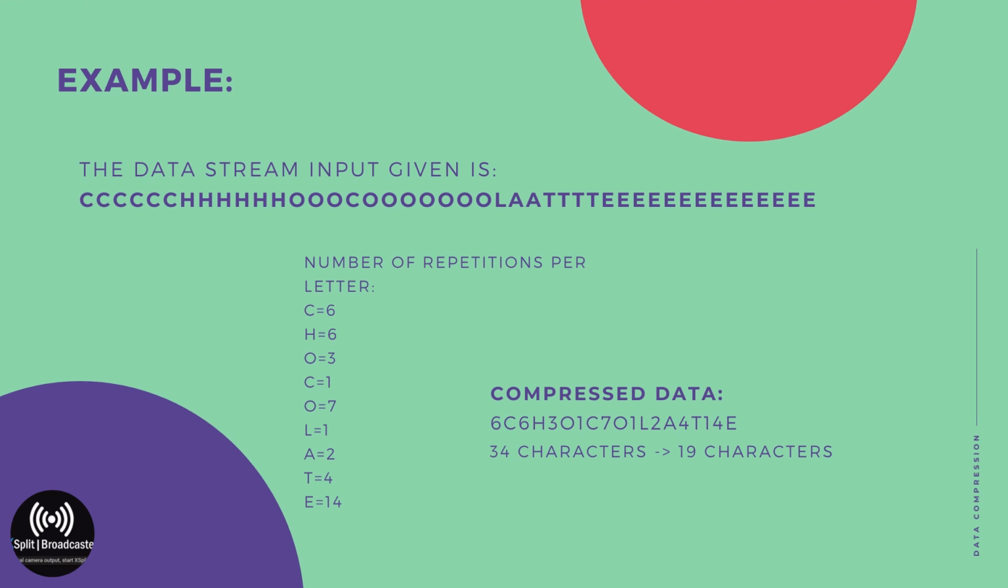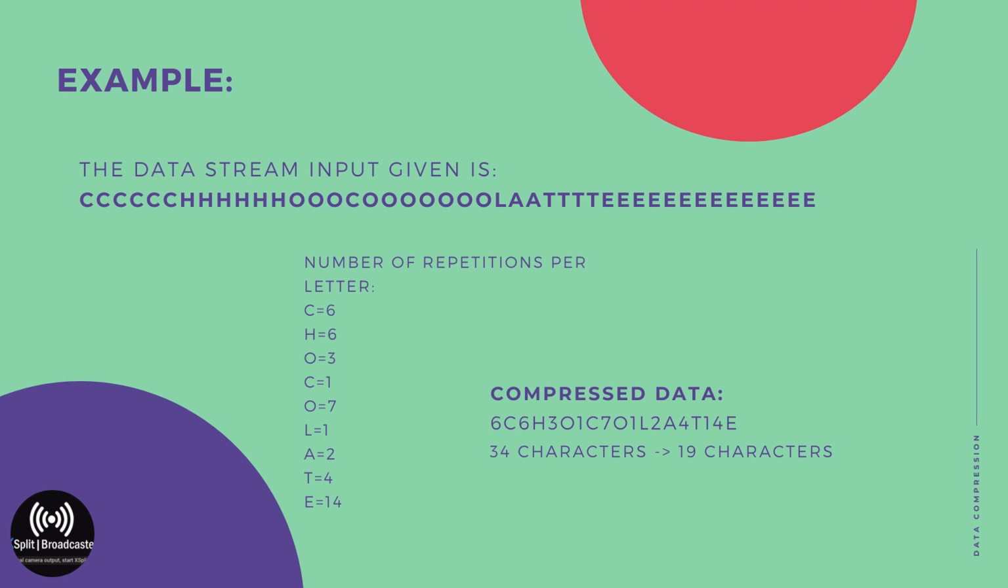Here is an example data stream which spells chocolate, but it is comprised of 34 characters. We will compress it using run length encoding. First, we have to identify the letters that are present within the data stream, which are C, H, O, C, O, L, A, T, and E.